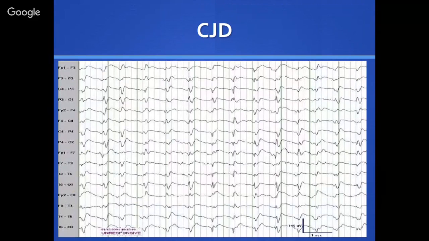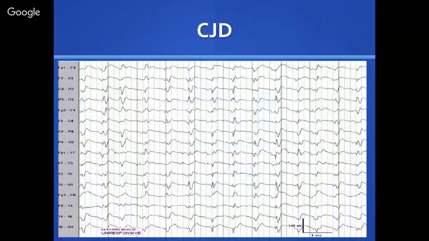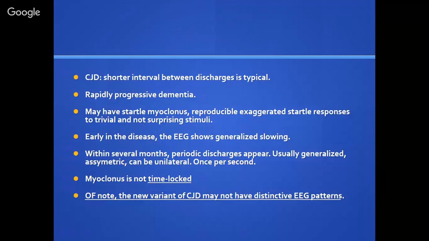We also have generalized periodic epileptiform discharges, or generalized discharges. A shorter interval between the discharges is typical. Nothing's typical, but it's said to be typical, right? You will never see this and say, oh, this is CJD. You have to think about it with the history and everything, all right?